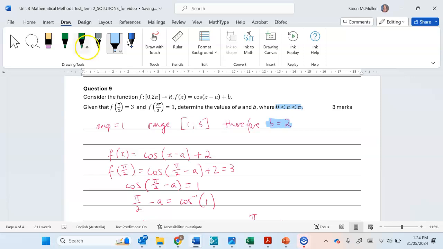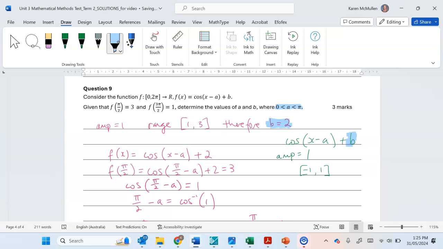Now, if we look at our equation, we've got cos x minus A plus B. So our amplitude is 1. All right, so that coefficient of cos is 1. So that means with my cos graph, if you think of your range, it would go from -1 to 1. But our graph has been shifted up. It's been shifted up by B.